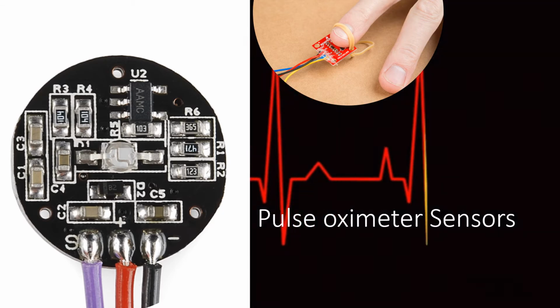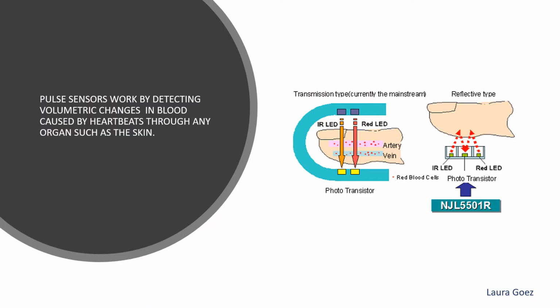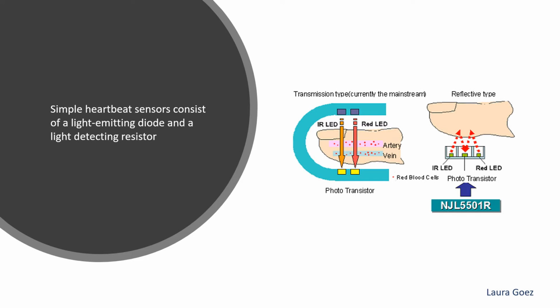Pulse oximeter sensors. Pulse sensors work by detecting volumetric changes in blood caused by heartbeats through any organ such as the skin. Simple heartbeat sensors consist of a light-emitting diode and a light-detecting resistor. In this image, we can see that there are two types of pulse sensors, transmission type and reflective type. The transmission type detects how much light was transmitted through the finger, while the reflective type detects how much light was reflected off the bone.